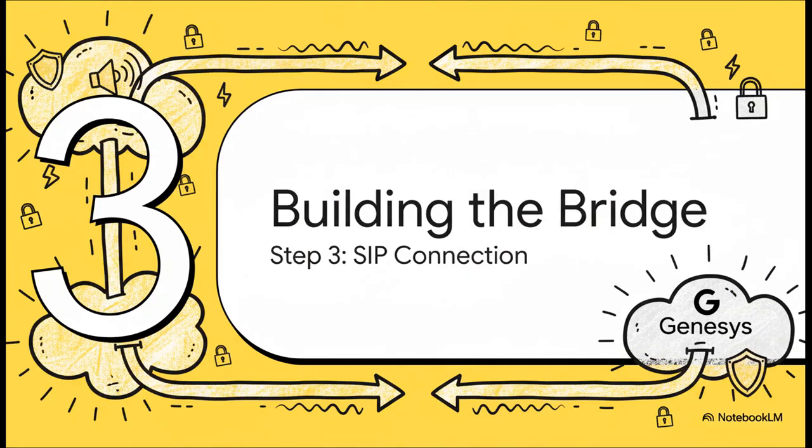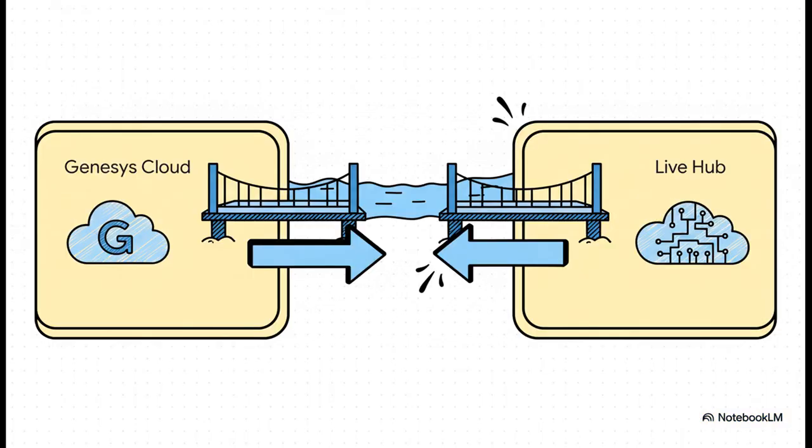Okay, now for the main event. This is probably the most critical part of the whole setup. We're building that digital bridge, that secure two-way highway between AudioCodes Live Hub and your Genesys Cloud organization. Now, this isn't something you can just do on one side. You've got to work on both platforms at the same time. Think of it like building a bridge from both sides of a river. In Genesys Cloud, we're going to set up what they call an external trunk. And then, over in Live Hub, we'll create the other half, a SIP connection. They have to line up perfectly to meet in the middle.